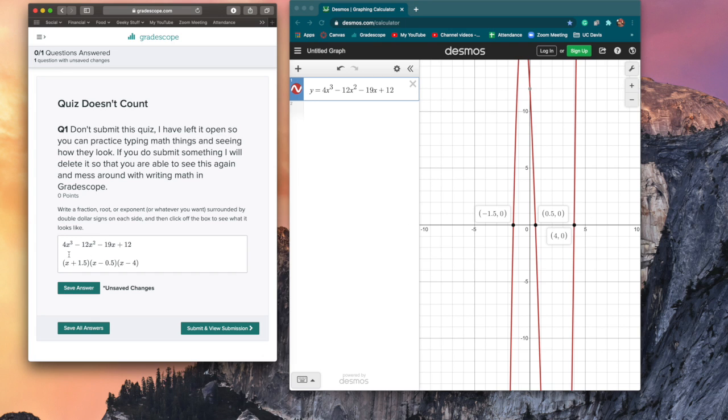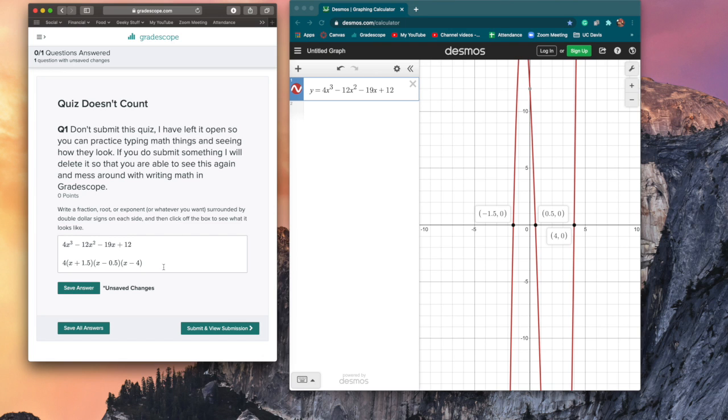The only thing here is that if I multiply out this factoring, I won't actually get 4x cubed. I will just get x cubed. So what I actually need is a factor of 4 in there. I need it out in front. So this would technically be correct: 4 times x plus 1.5 times x minus 0.5 times x minus 4, but it doesn't look very nice, right?